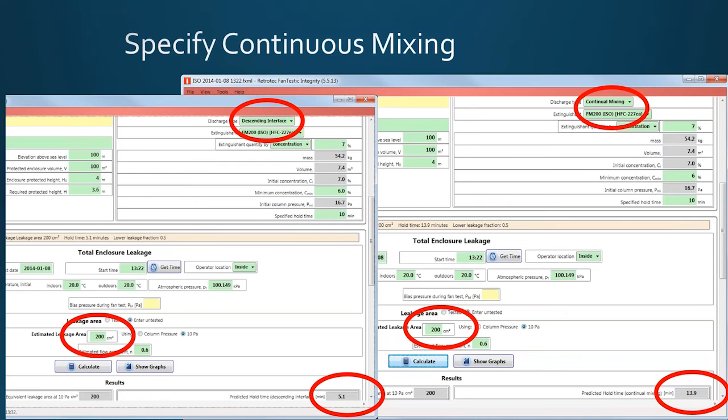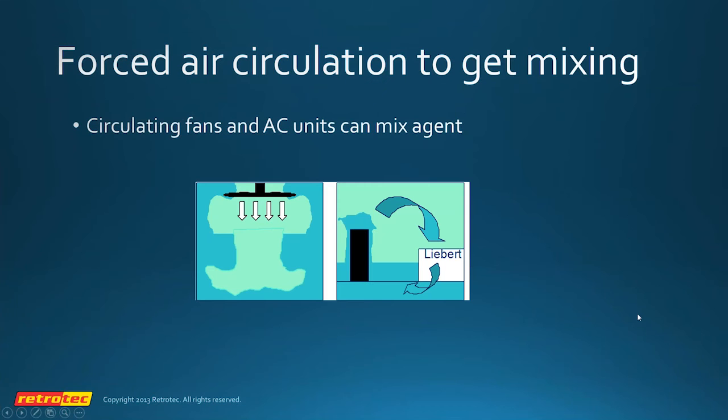And here we show a continuous mixing test, and we're showing the difference between descending interface giving only 5.1 minutes. We go to continuous mixing and we've got 13.9 minutes. AC units circulating or a circulating fan, which I've actually never seen before but is theoretically possible. I usually see more of this type of thing for mixing, just keeping the HVAC running.